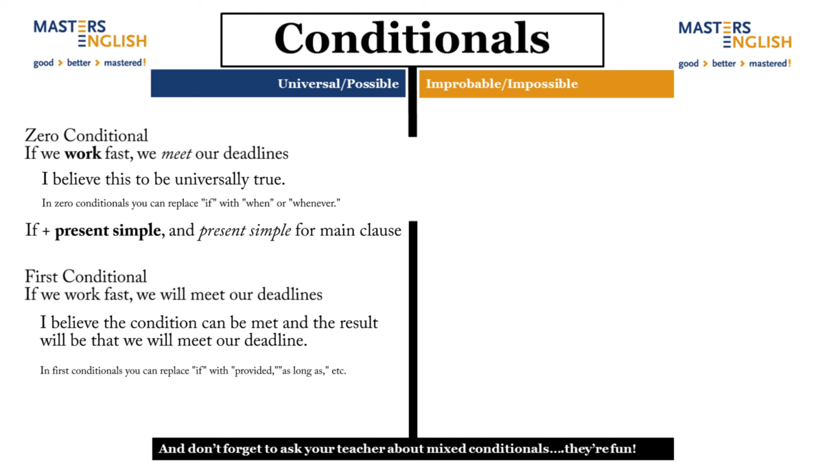And look how it's made. It's the same as the zero conditional. If we work fast, there's your present simple. And now in the main clause, we're using the will future. So keep in mind, the zero conditionals are always true. They're sort of universal. The first conditionals are true, or we use them for a real present and a real future, things that we think can happen or will happen.